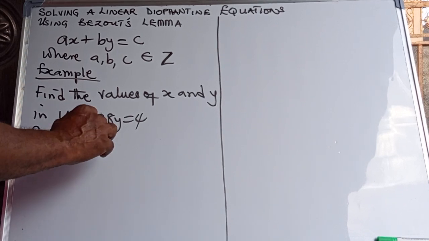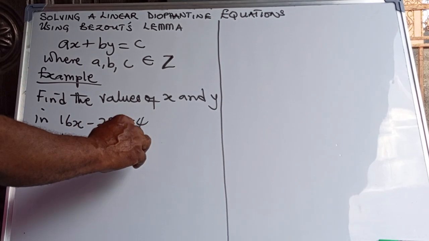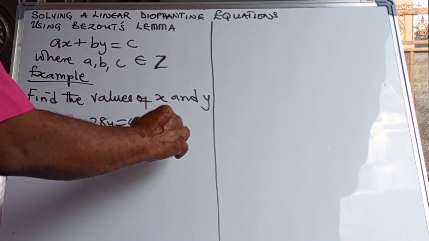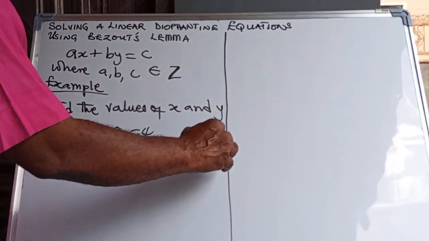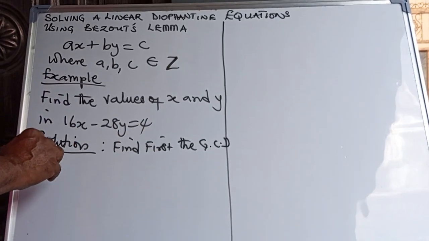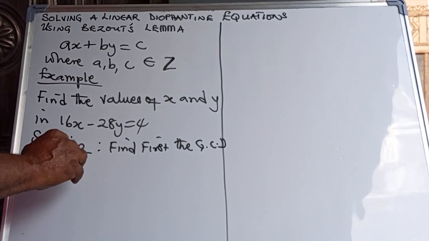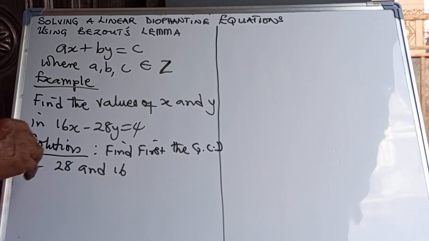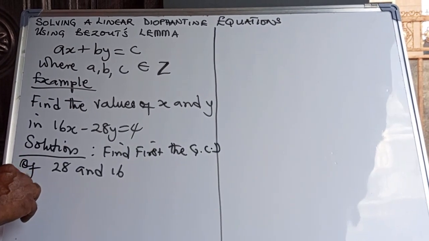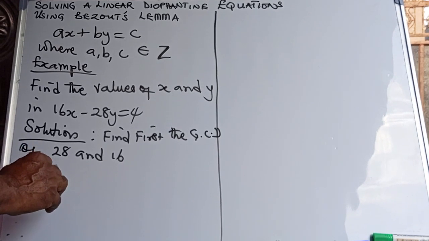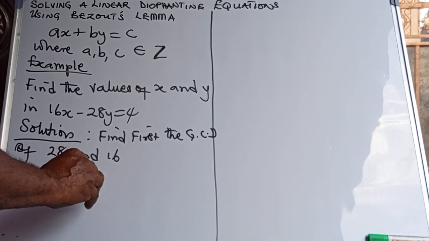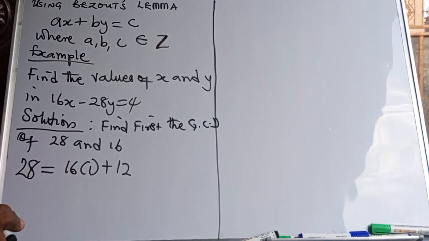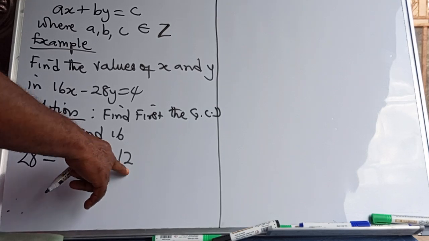So, find first the GCD of 28 and 16. That will be beginning with the larger number as usual. 28 is equal to 16 times 1 plus 12, because if you divide 28 by 16, the answer will be 1 and then remainder 12.